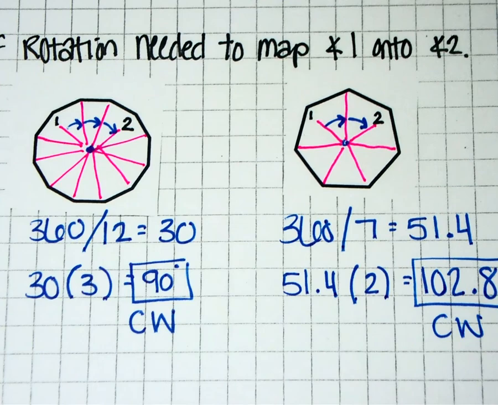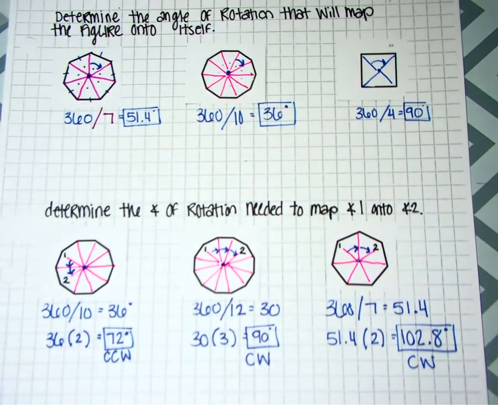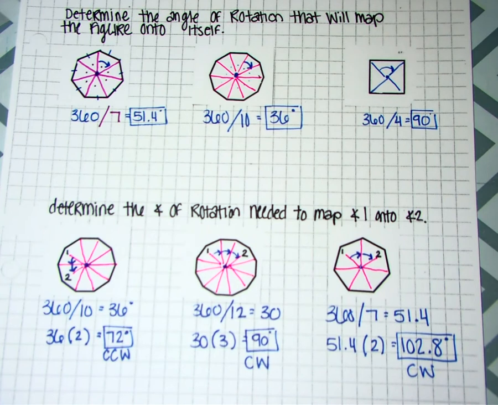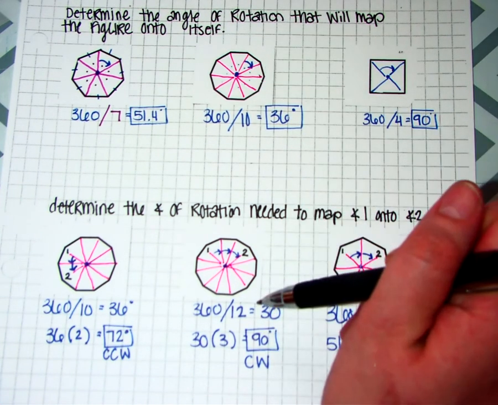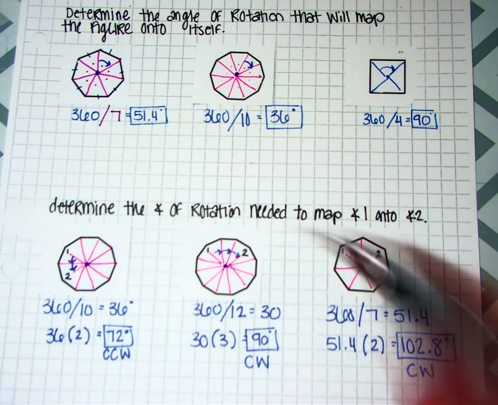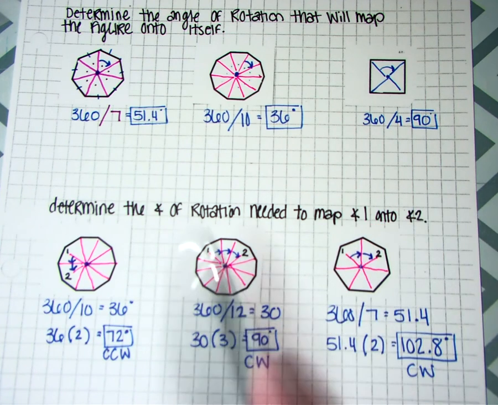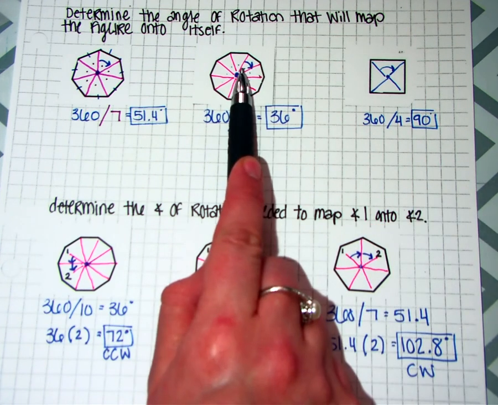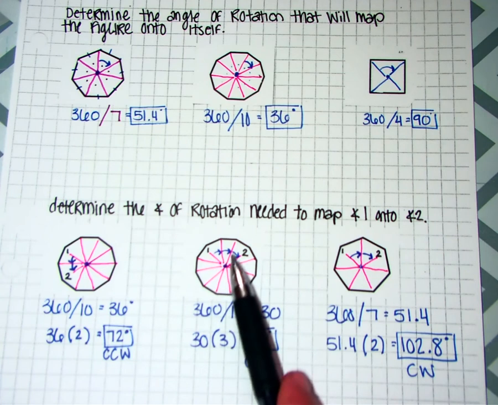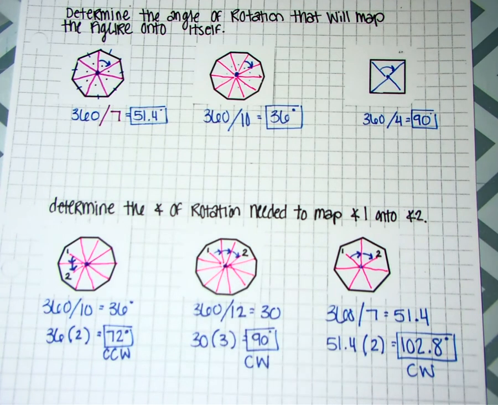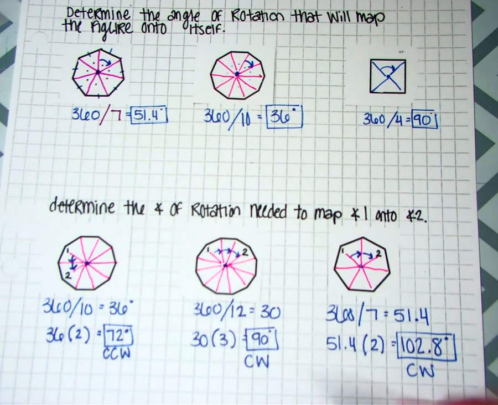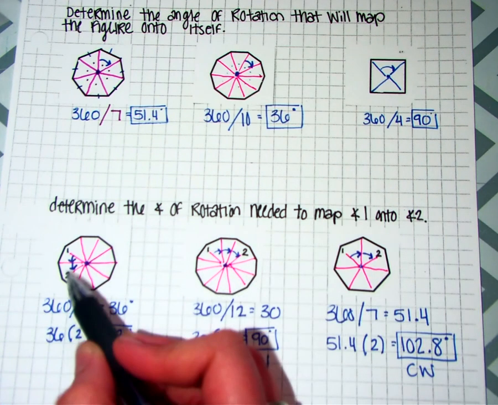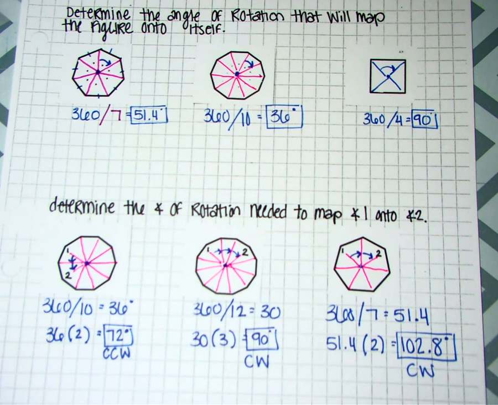So notice the difference between the top and the bottom section. On the first section, we just wanted to know how many total degrees it takes to map the shape onto itself. On this problem down here, when you're mapping 1 onto 2, you actually have to count the number of sections you're going. So this just finds 1 section. This lets you know how many sections you need to go to get 1 onto 2. So they're pretty much the same, only on this bottom part you actually have to use the measurement that you found after counting. And that's how you do rotational symmetry.